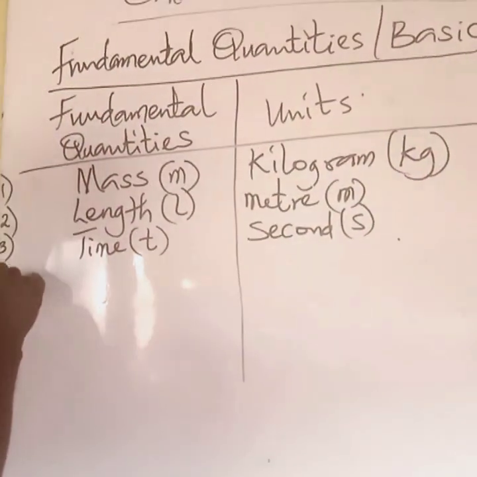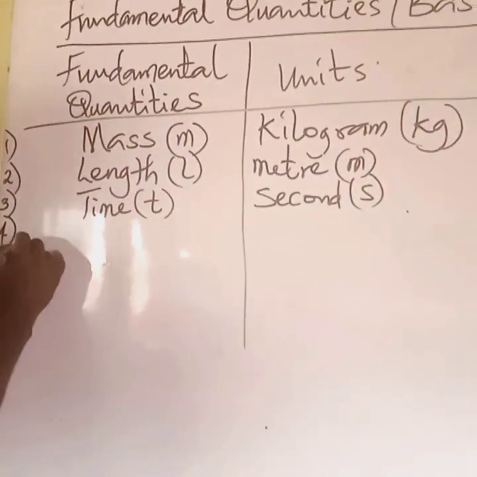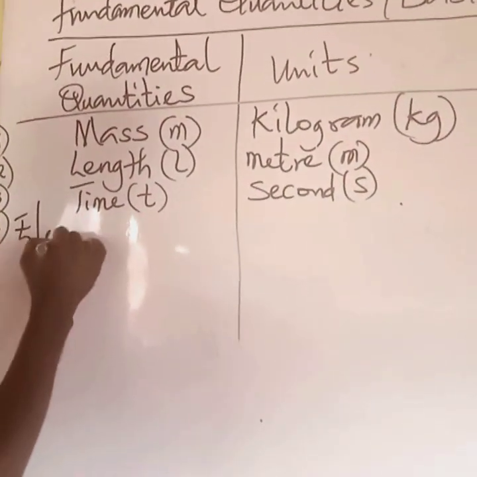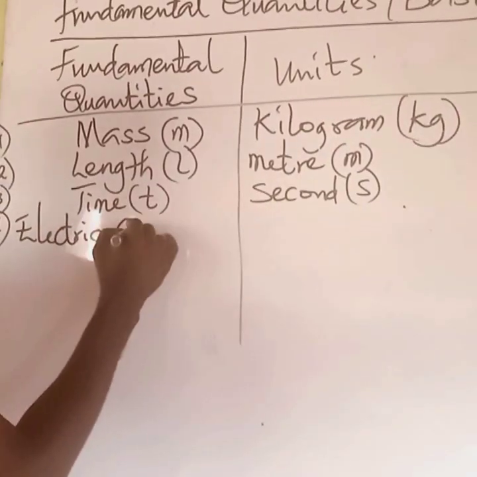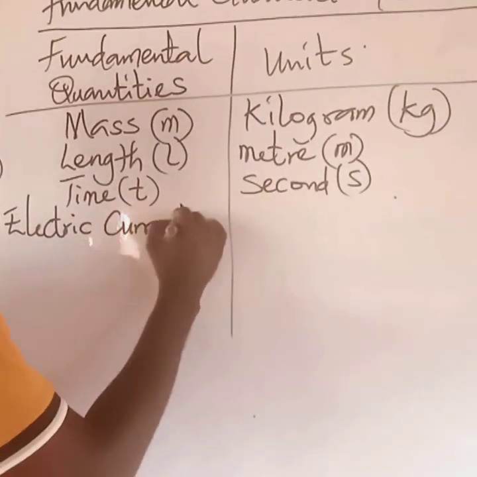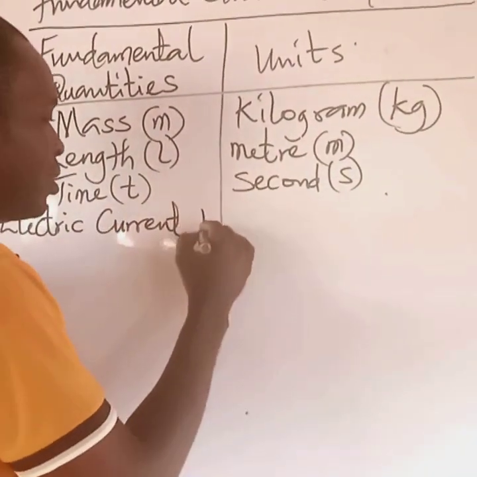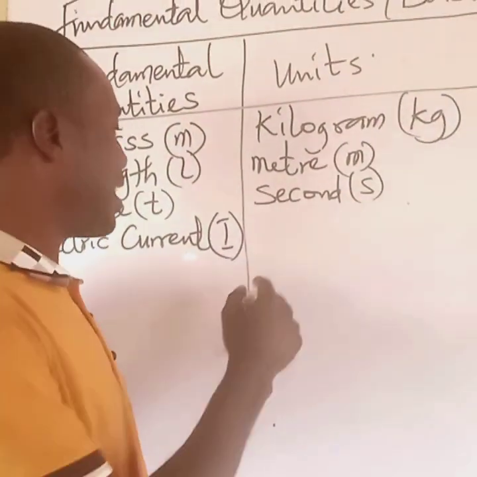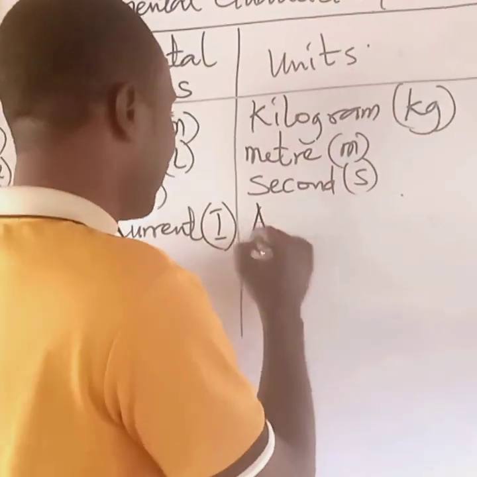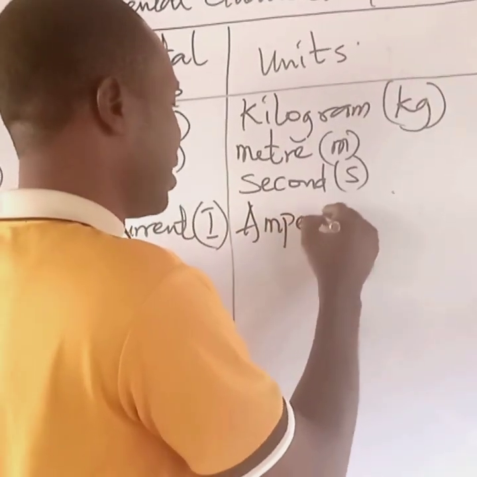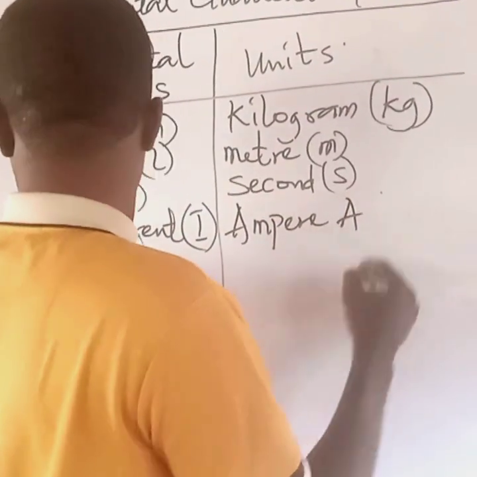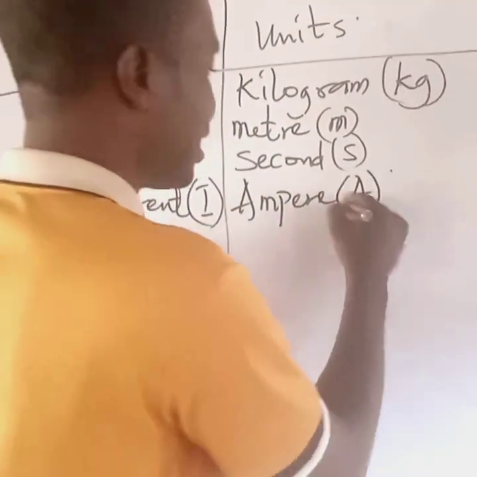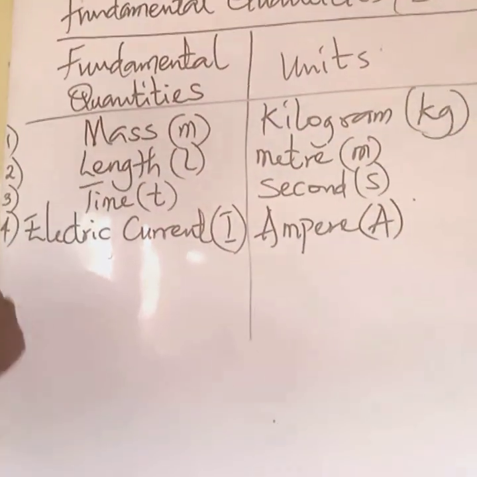Number 4, we have electric current. Electric current is another fundamental quantity, and the symbol is I. At times we use small letter i, and the unit for that is ampere. Unit of electric current is ampere, capital letter A.